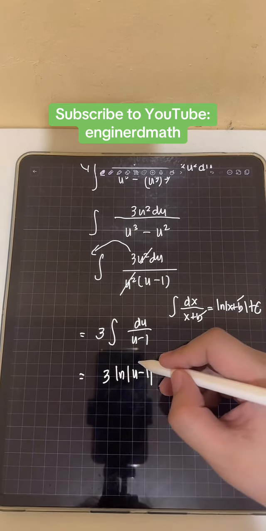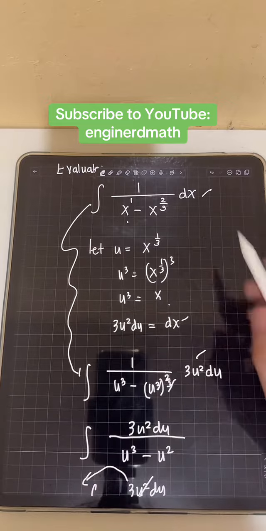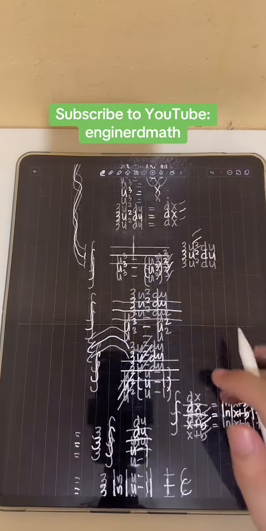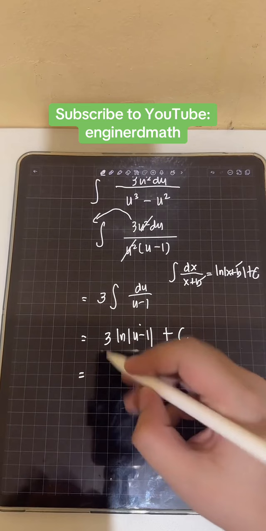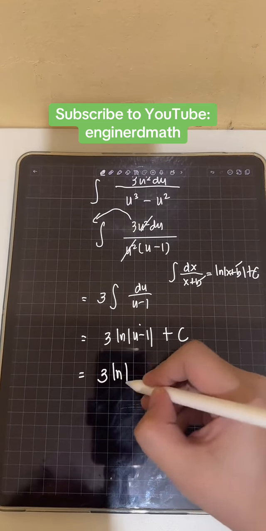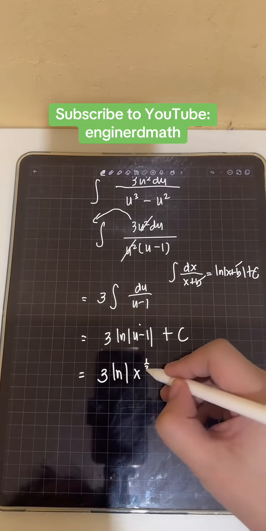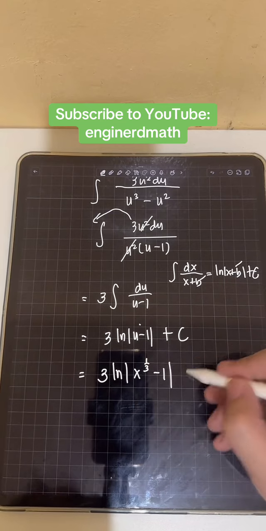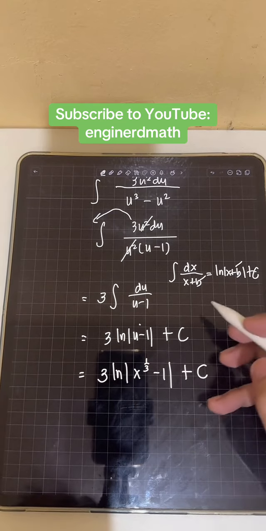Then final step, you substitute back u in terms of x, which is x raised to 1/3. So the final answer is 3 ln of u, which is x raised to 1/3 minus 1, plus c.